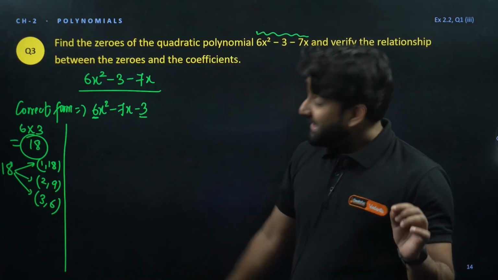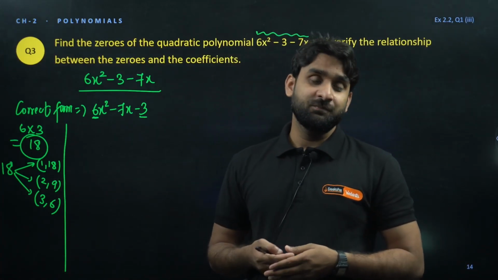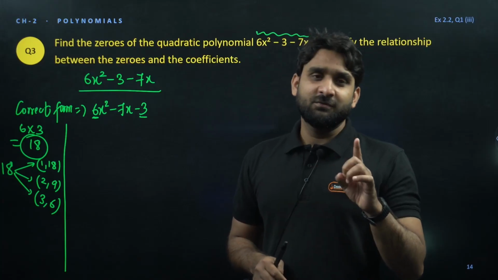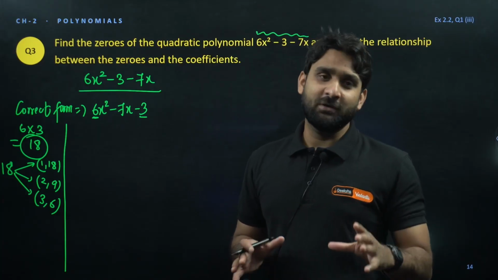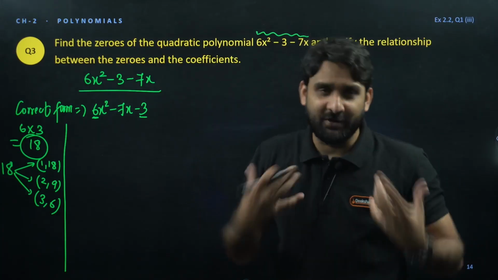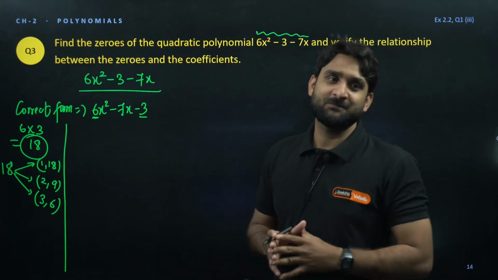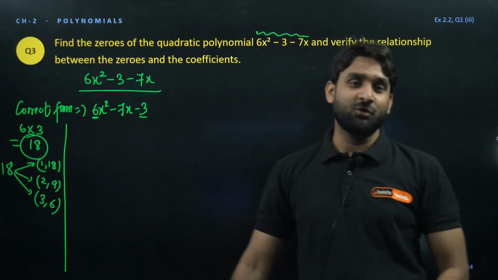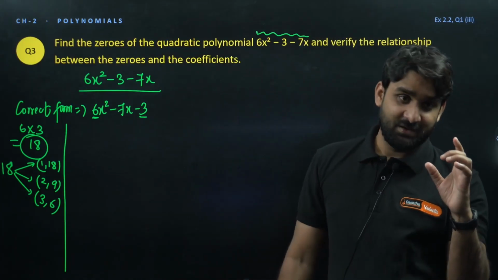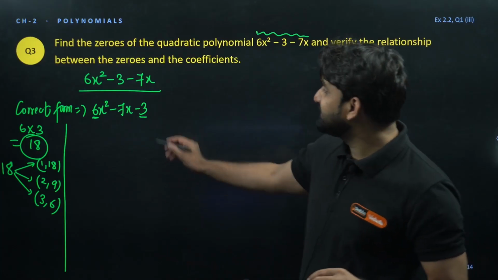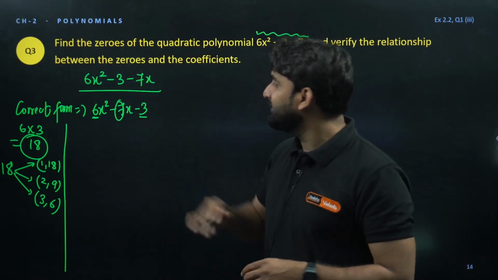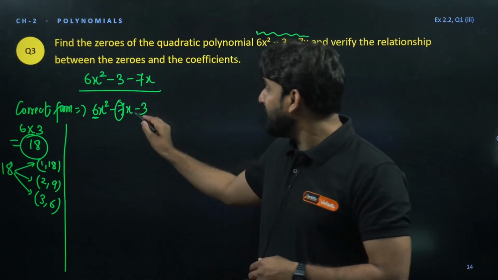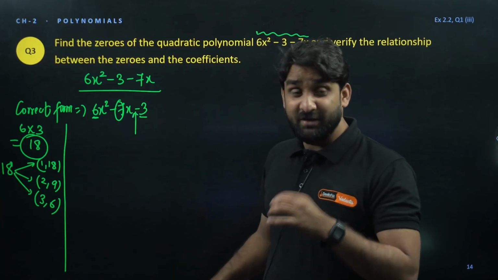But in all these 3 possibilities, there will be only one which is helpful, which is meaningful for us. In all these 3 brackets, only one is our friend. And how to decide? This middle term will decide, and this sign will decide. Negative, negative.